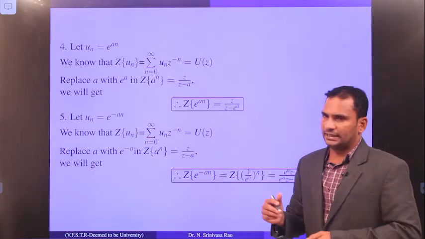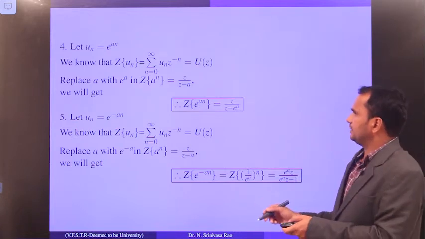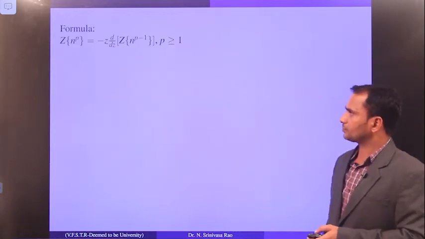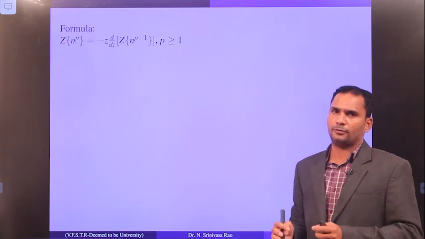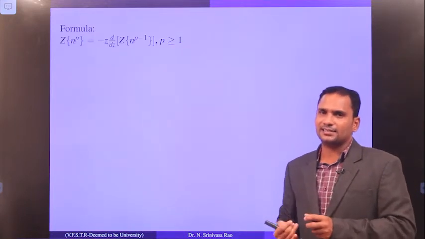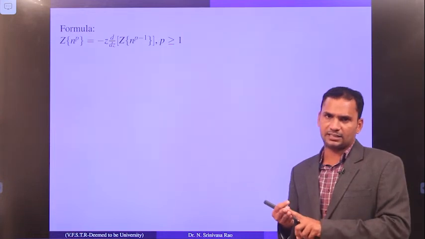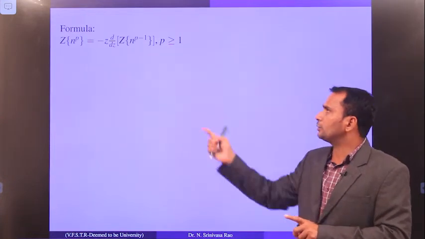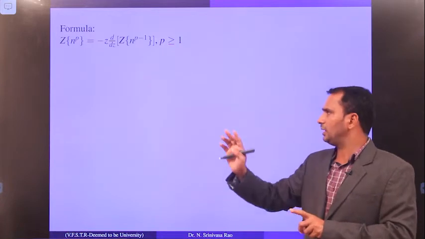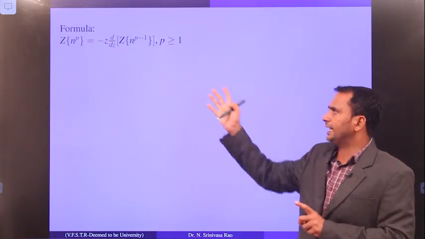Now look at another example. This is a different kind of example. Up to now we have derived some standard examples like a^n, e^(an), e^(-an), and so on. Now we are going to proceed with different examples, like the z transform of n^p.